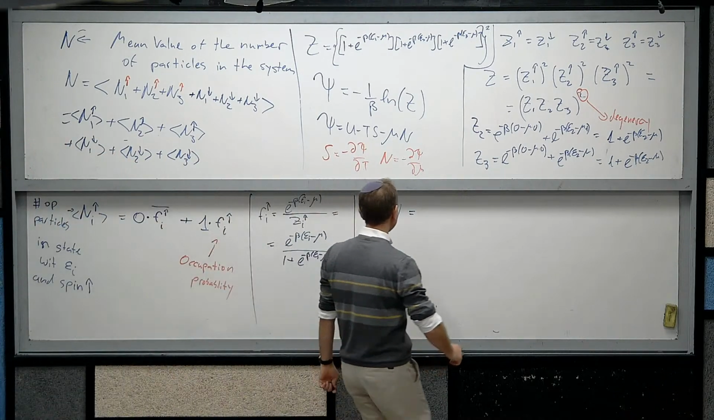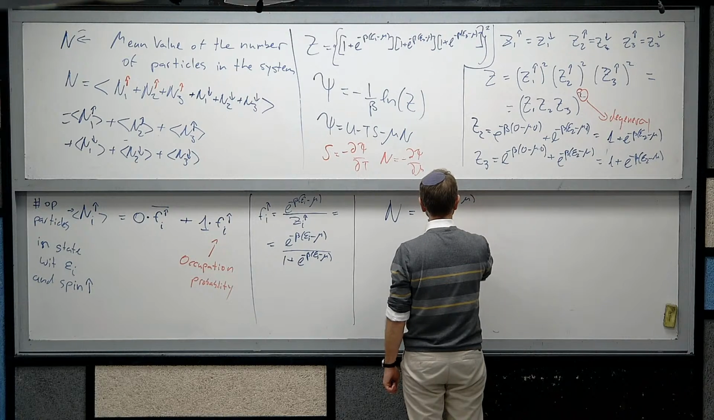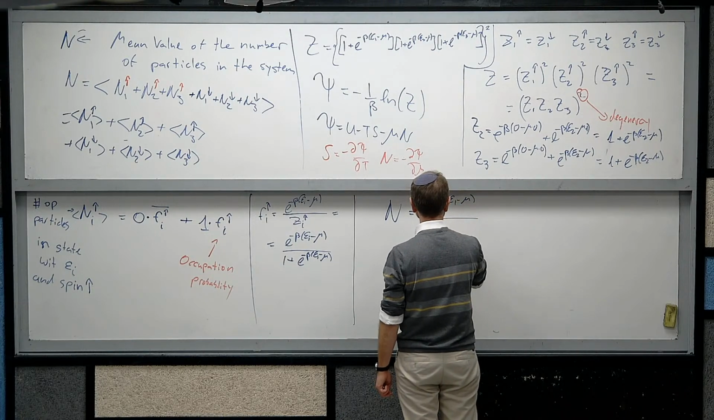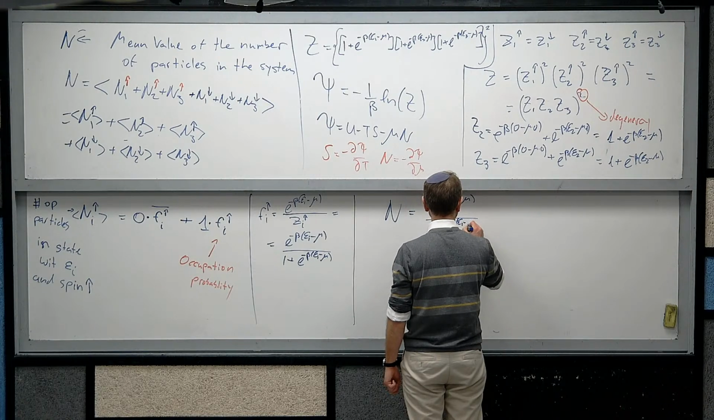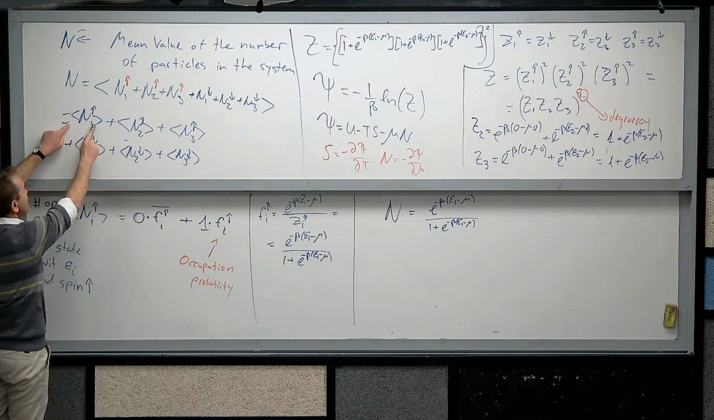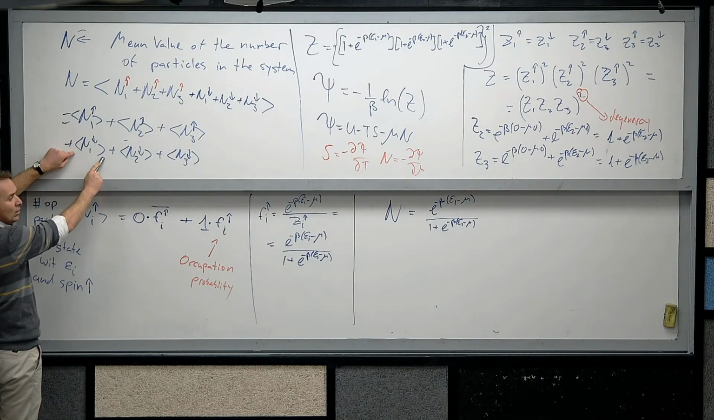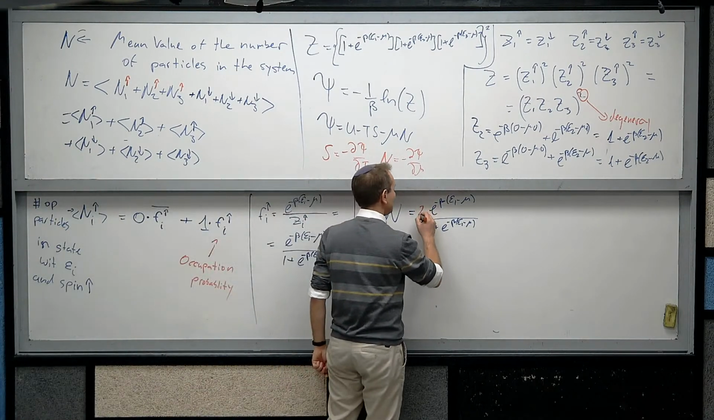So what do we obtain? We obtain e to the power minus beta epsilon 1 minus mu, divided by 1 plus e to the power minus beta epsilon 1 minus mu. Now, n1 up and n1 down contribute exactly the same probability, so we simply put 2 over here.